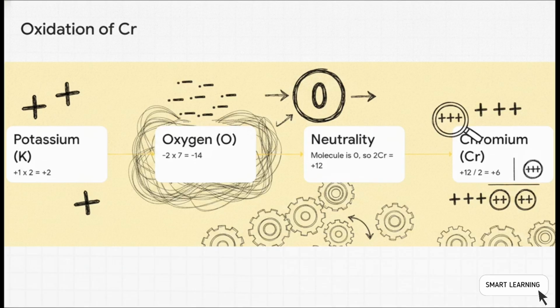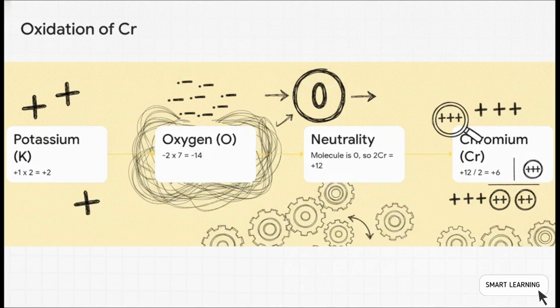The rule is that the sum of all oxidation numbers in a neutral molecule must equal 0. Step 1. Potassium is in group 1, so it's +1. Times 2 atoms, that's +2. Step 2. Oxygen is almost always -2. Times 7 atoms, that's -14. Step 3. We have +2 and -14, giving a net of -12. To balance this to 0, the 2 chromium atoms must contribute a total of +12. Step 4. Divide that +12 by the 2 chromium atoms, and you get +6.